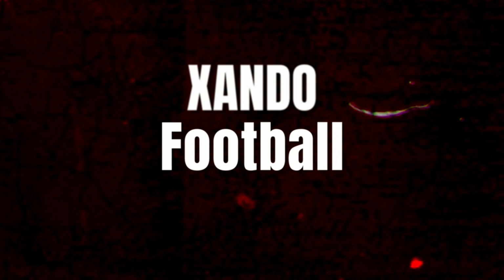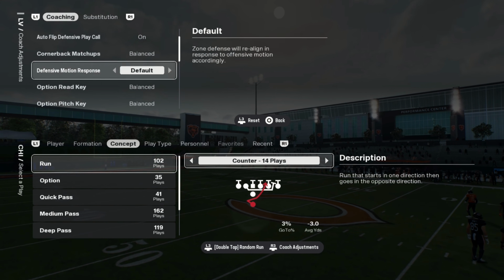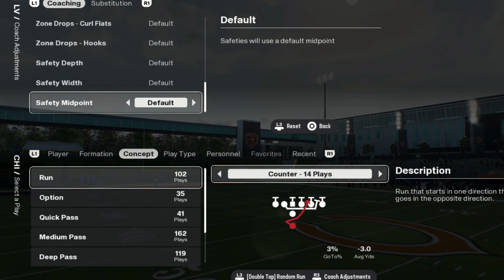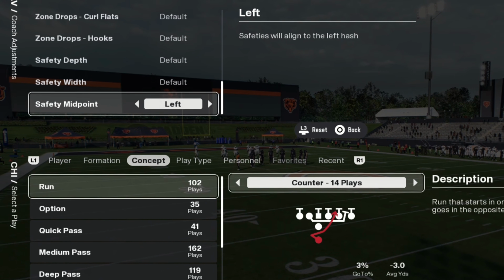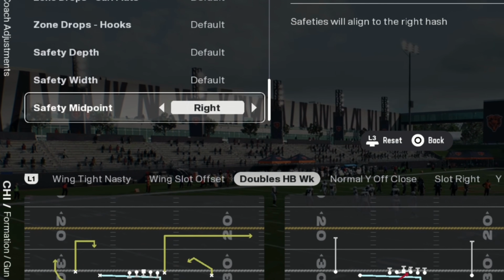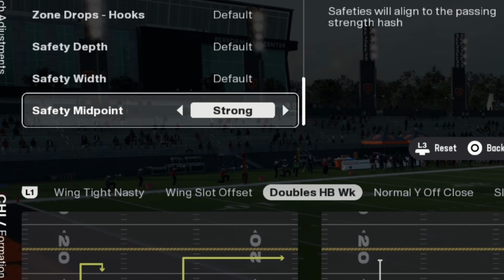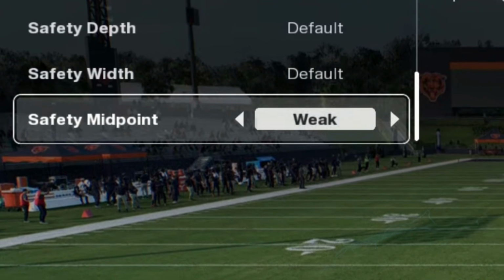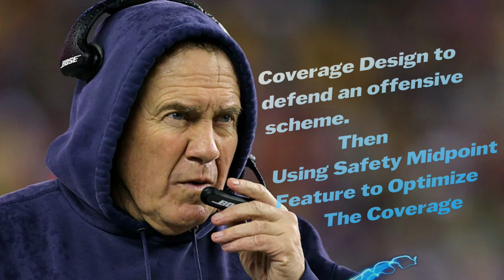Definitely appreciate the support. We're going to get into the safety position, the new feature that they added to Madden, and how we can utilize this new feature to somewhat create new coverages or more so optimize a coverage against our opponents. And this is where the fun begins. This is the art of design.